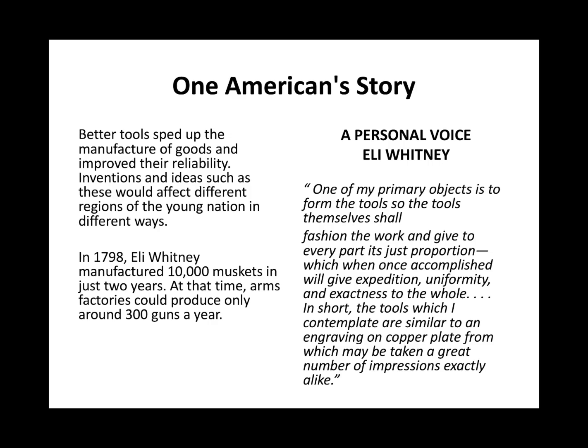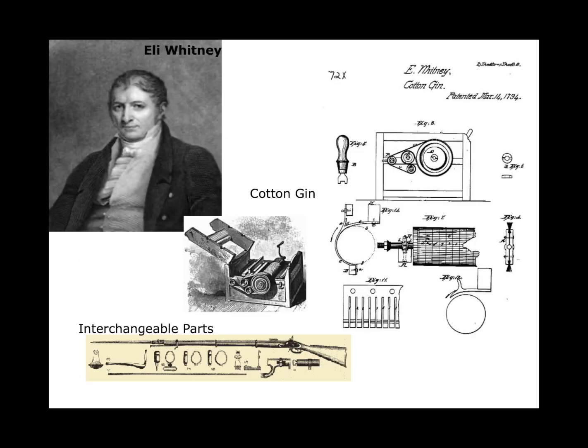Better tools sped up the manufacture of goods and improved the reliability. Inventions and ideas such as these would affect different regions of the young nation in different ways. And in 1798, Eli Whitney manufactured 10,000 muskets in just 2 years. At that time, arms factories, which are guns or weapons, could produce only 300 guns a year.